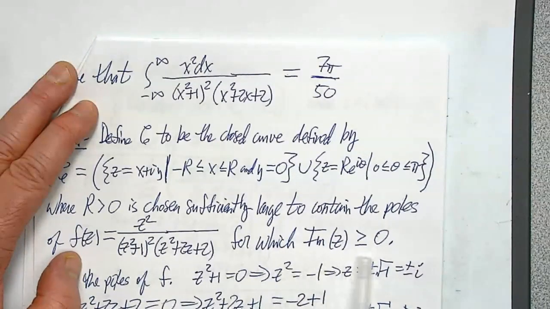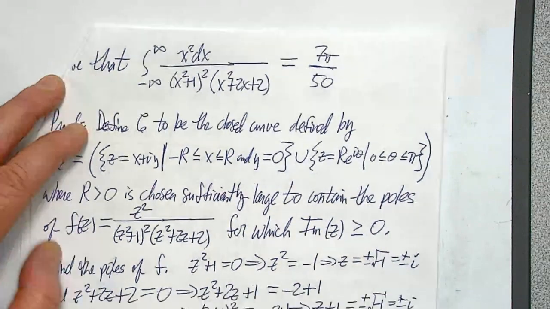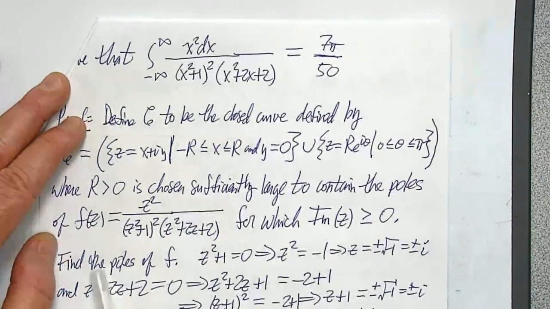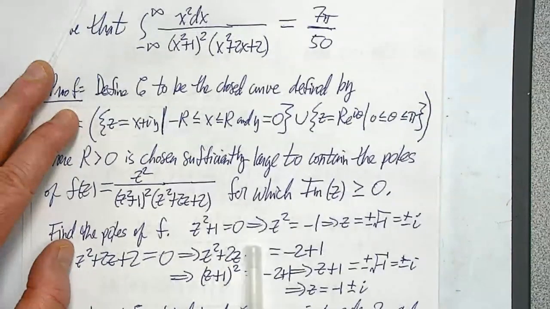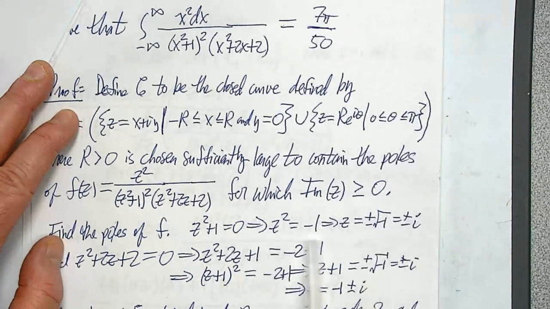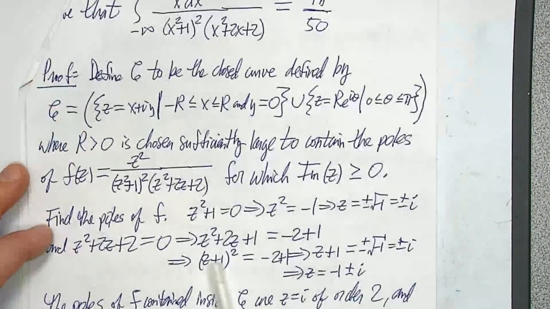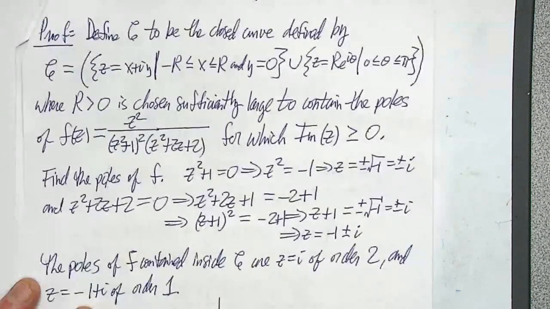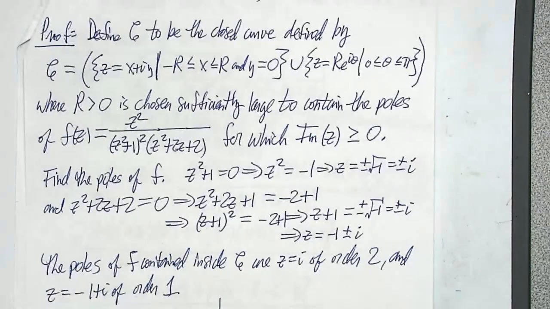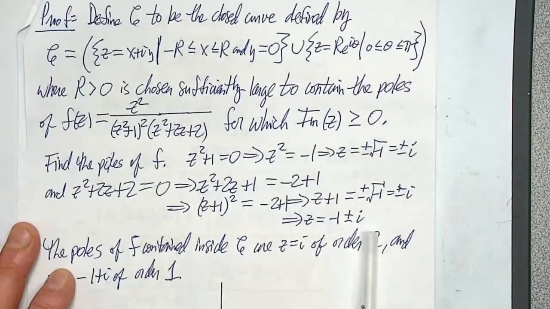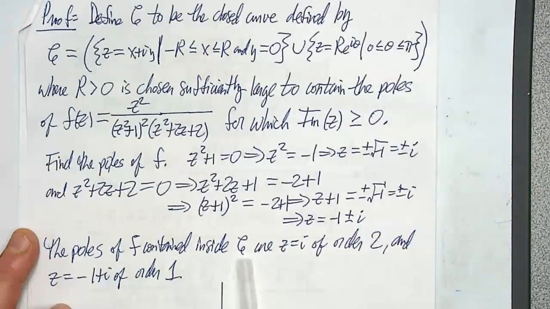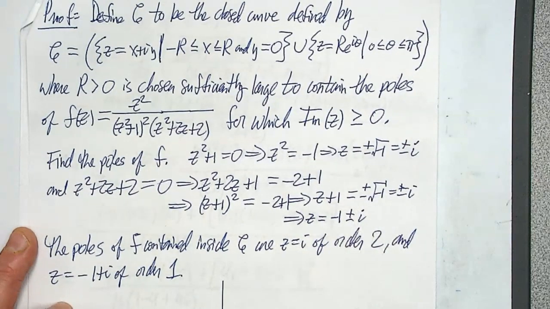We're also assuming the imaginary part of z is greater than or equal to 0, so y is greater than or equal to 0. So find the poles of f. We set each of the factors of the denominator equal to 0 and solved, and got z equals plus or minus i, and we solved the quadratic. I don't want to talk through it like we did in the last class, but we had 2 solutions for this. Based on how we defined C, there are really just 2 poles of f that are inside of C.